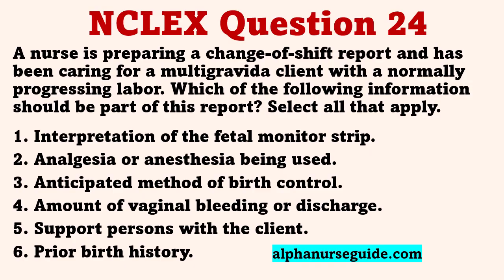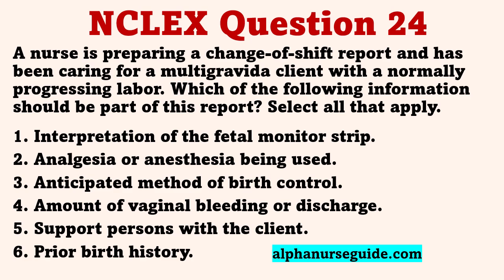A nurse is preparing a change of shift report and has been caring for a multigravida client with a normally progressing labor. Which of the following information should be part of this report? Select all that apply. 1. Interpretation of the fetal monitor strip. 2. Analgesia or anesthesia being used. 3. Anticipated method of birth control. 4. Amount of vaginal bleeding or discharge. 5. Support persons with the client. 6. Prior birth history.